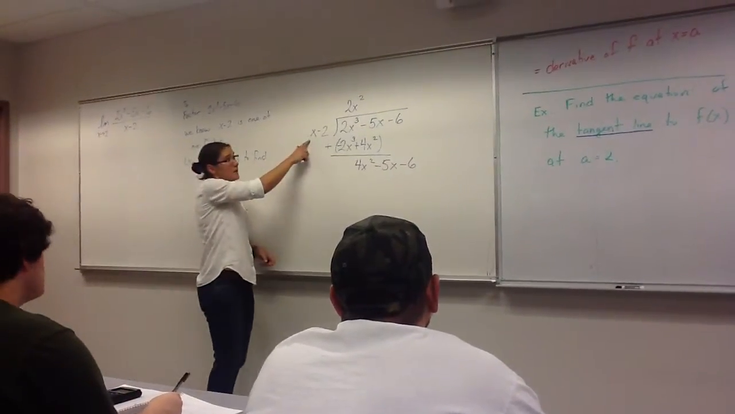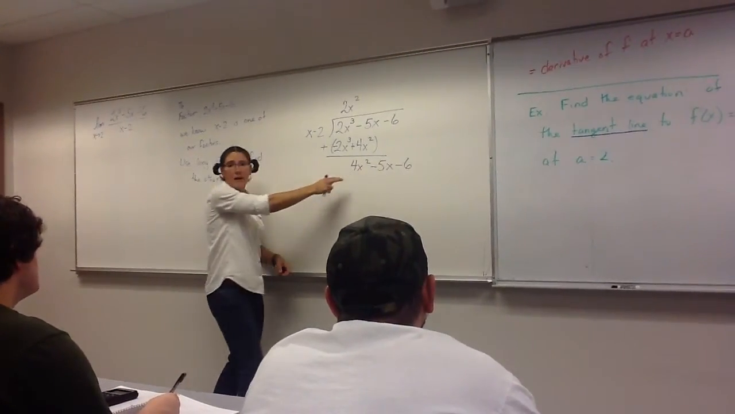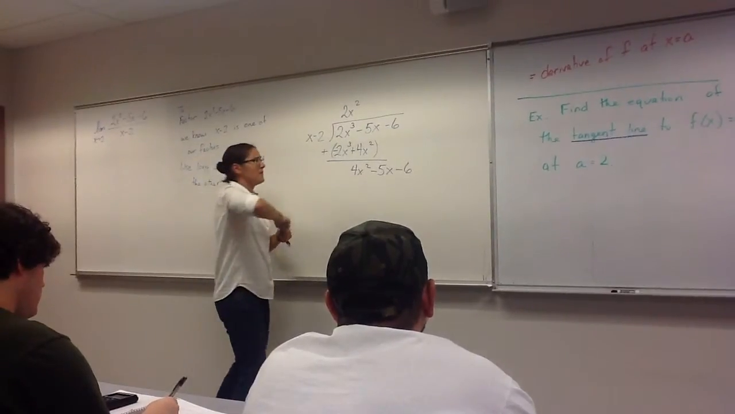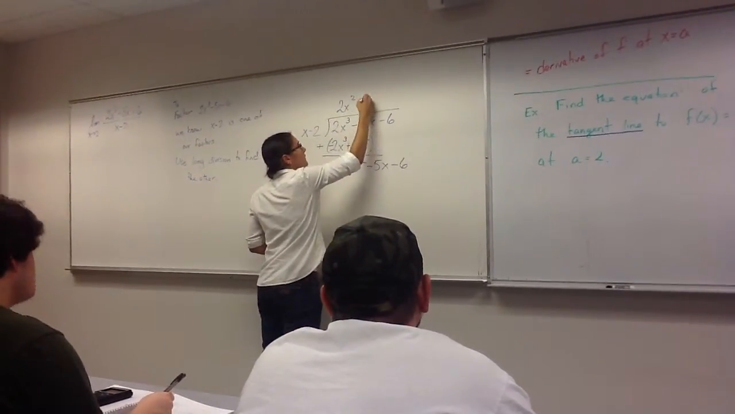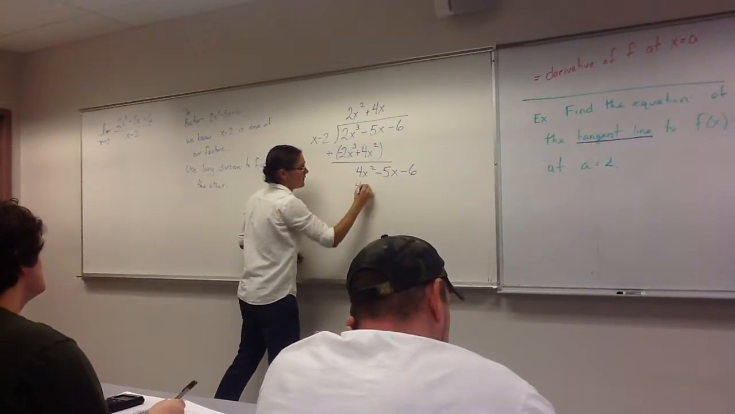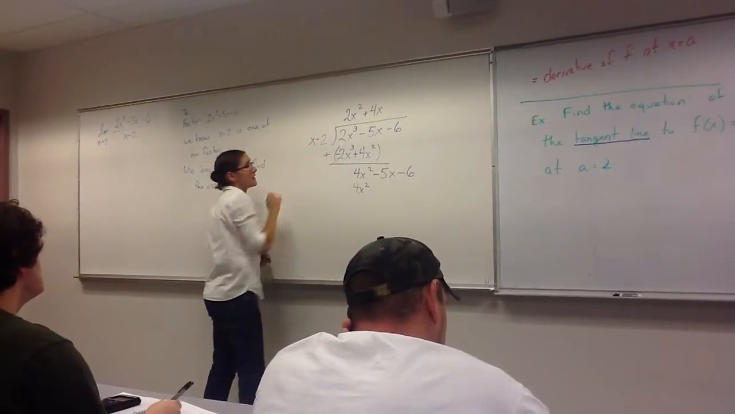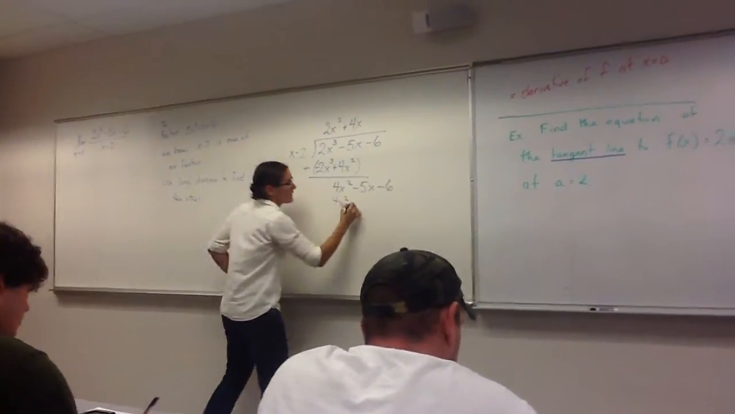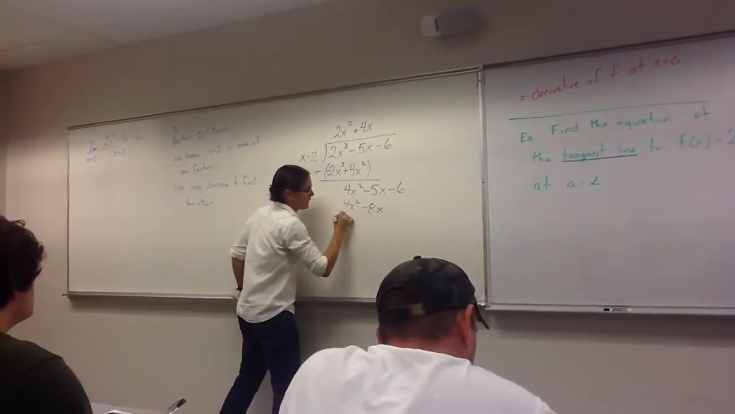And so now I ask myself, what do I need to multiply x by to get 4x squared? And it's going to be 4x. So I add on a plus 4x on the top here and multiply 4x times x, and we get 4x squared. And 4x times negative 2 gives us negative 8x.